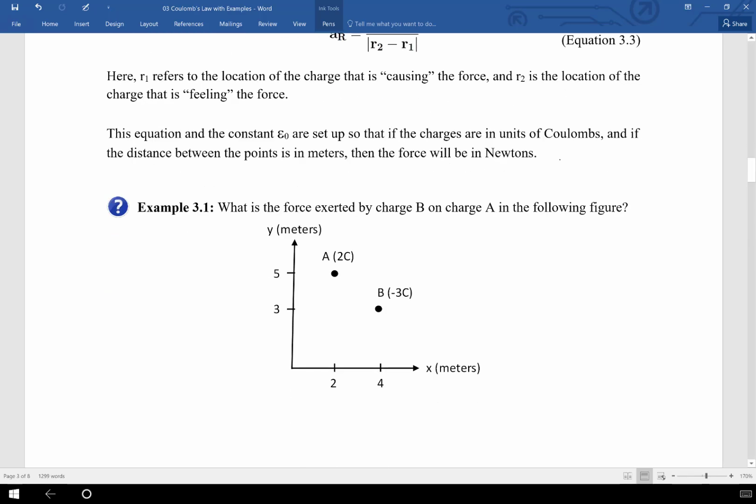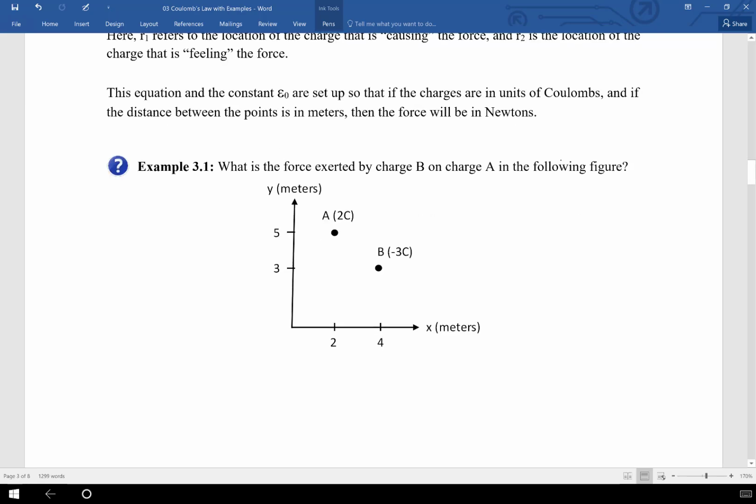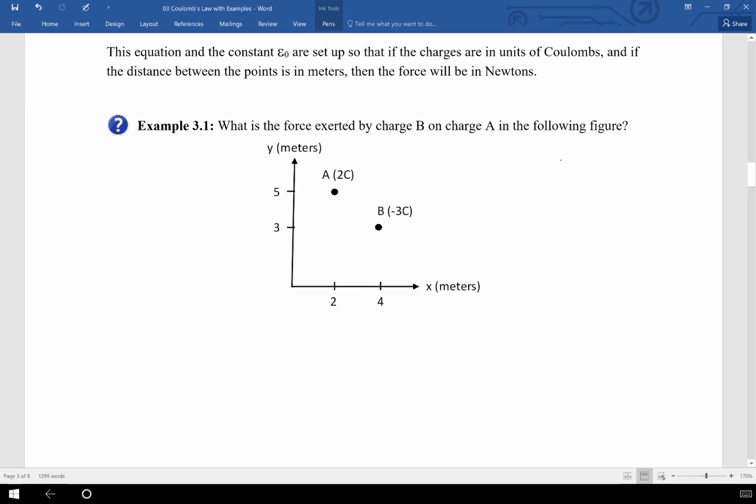So the equation and the constant epsilon 0 again are set up so that if you use coulombs and the distance is in meters, then the force will be in newtons. So let's look at an example here. What is the force exerted by charge B on charge A in the following figure? So we're going to say that B is fixed. In other words, B is not going to move; it's glued to the wall, or it's sort of penned in three-dimensional space. And we think about, well, what would happen to charge A caused by charge B?